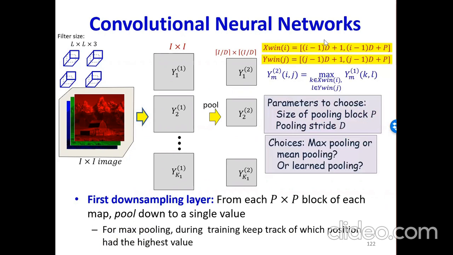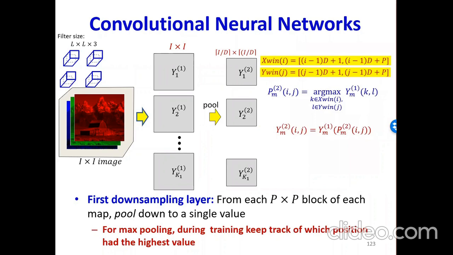Now, in practice, you're not simply going to compute the max directly, like so. Instead, you'll do this in a two-stage process. You'll first find the index of the largest value, the index of the maximum value, and then copy the value at that index into the output. So at each position within the block, you find the index of the maximum value and copy the value at that index into the max pool block. You will need this when you're performing backpropagation later.